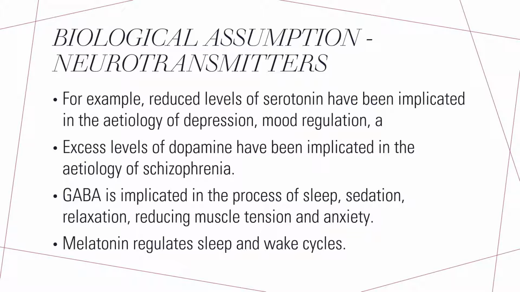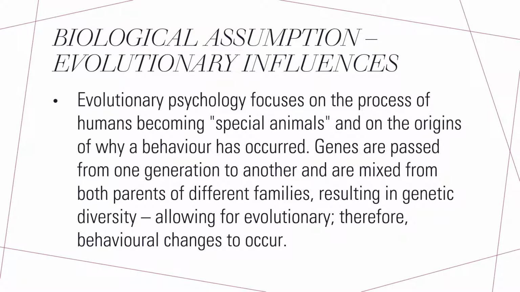So, for example, reduced levels of serotonin have been implicated in the etiology of depression and mood regulation. Excess levels of dopamine have been implicated in the etiology of schizophrenia. GABA is implicated in the process of sleep, sedation, relaxation, reduction of muscle intensity, and anxiety. Melatonin regulates sleep and wake cycles.